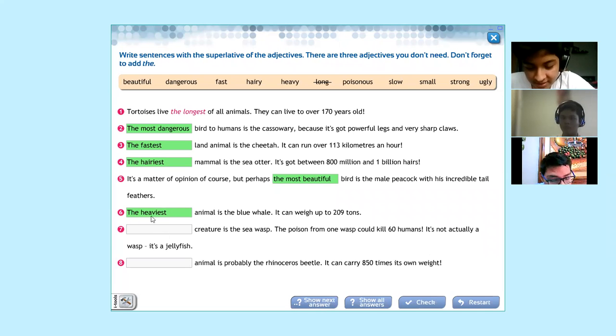The heaviest animal is the blue whale. It can weigh up to 209 tons. Thank you, Alessia. Continue with the number 7 and with the number 8, Alessia.